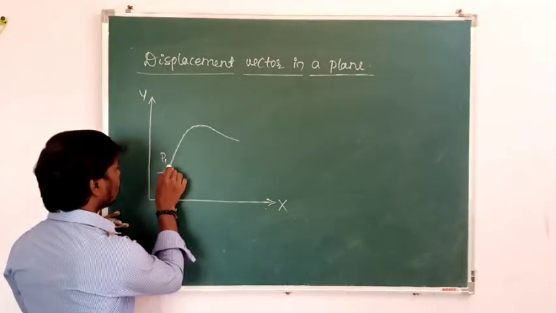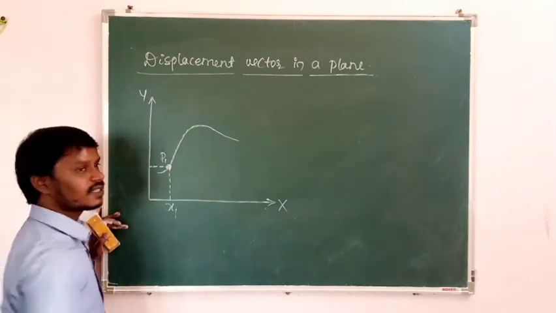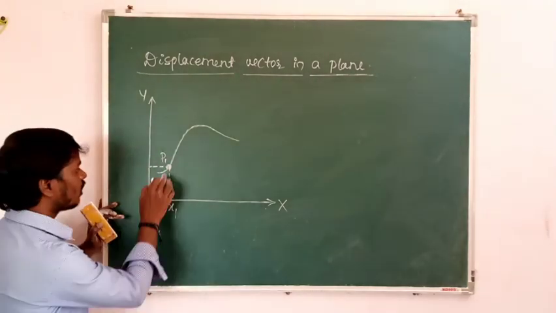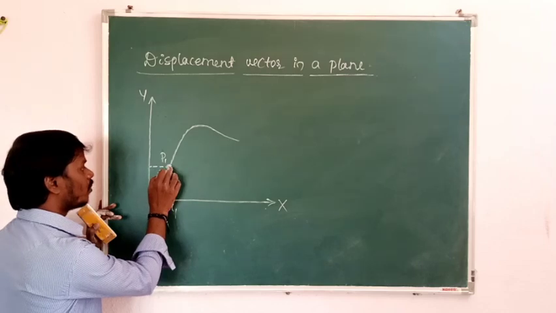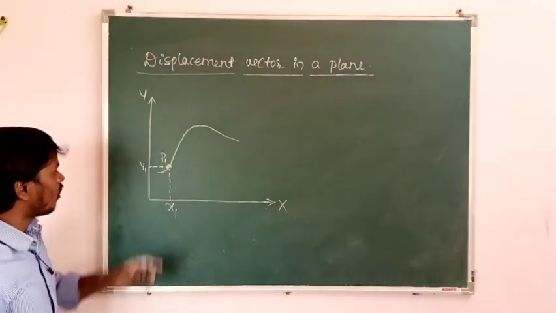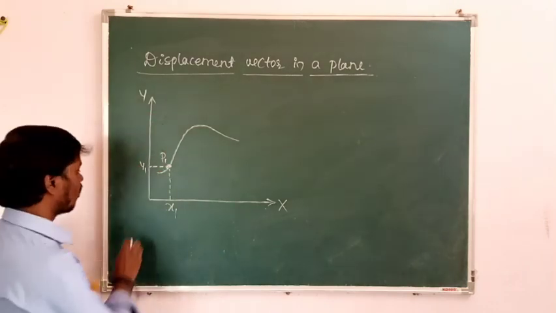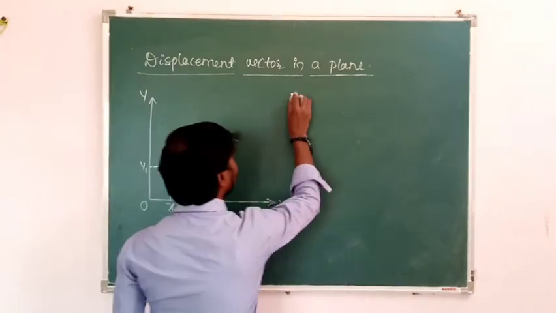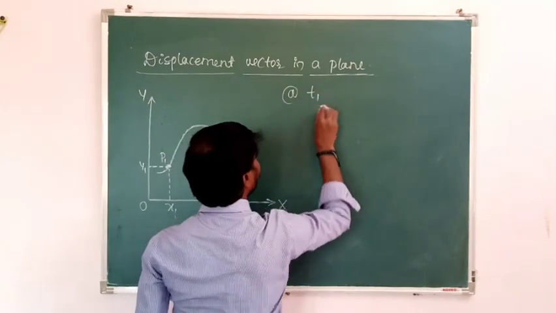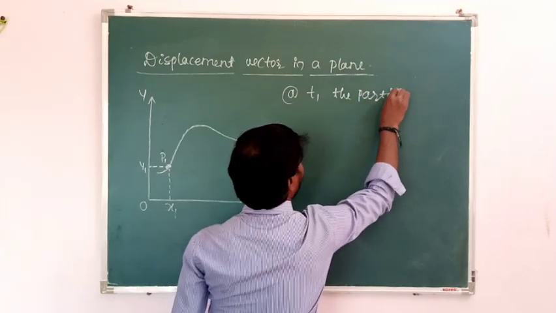We will get the position of the particle along x-axis. Again, in order to find the position of the particle along the y-axis when the particle is at p1, again we are going to draw the perpendicular line from p1 to the y-axis, that is y1. Then what are the coordinates of the p1 here? X1 and y1. At the time t1 the particle is at the position, or the object is at the position.